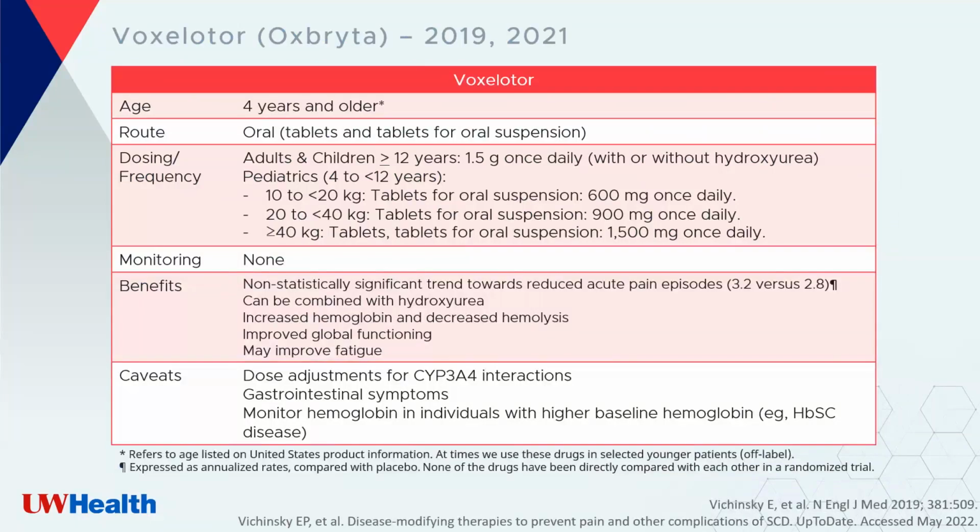Third medication I wanted to briefly touch on here is voxelotor, and this is also something I've seen a few times staffing here at UW Health amongst our medicine and surgery patients. This is a med that is approved for patients of 4 years and older. It's an oral tablet, can also be an oral suspension for our pediatric patients. This is also a stratified weight-based scale of dosing where you'll see generally a 1.5 gram once daily dose for adults and pediatrics above or equal to the age of 12.